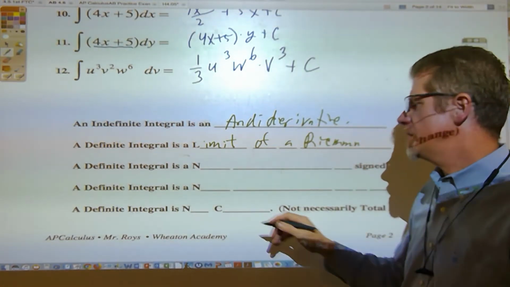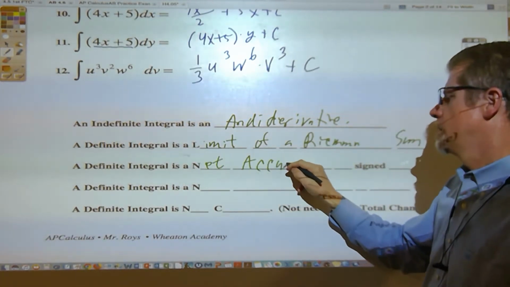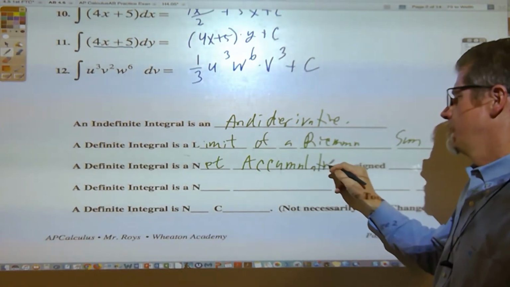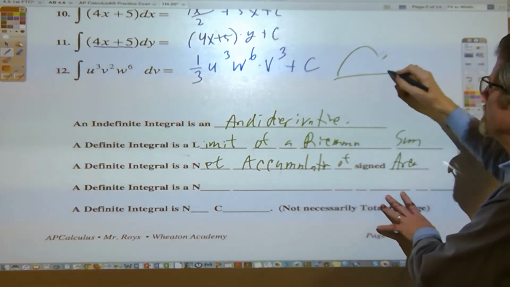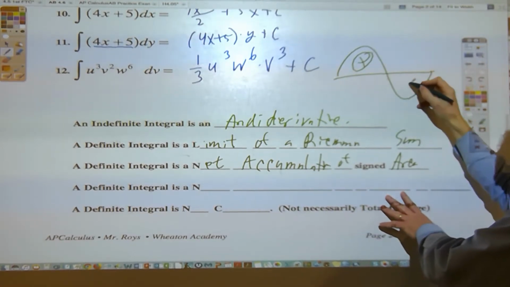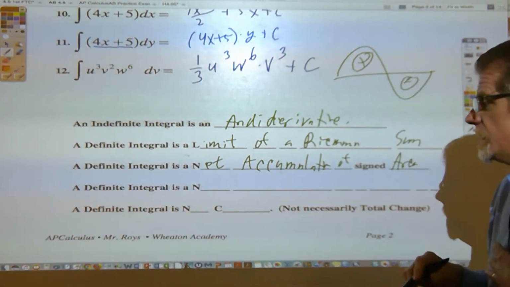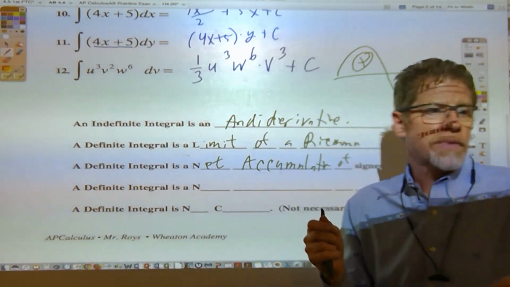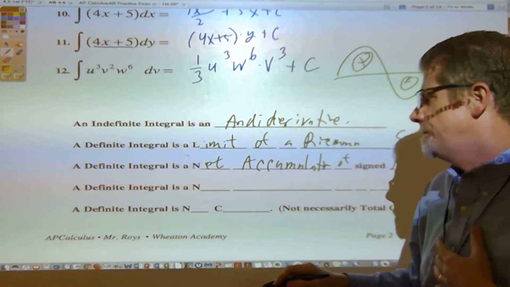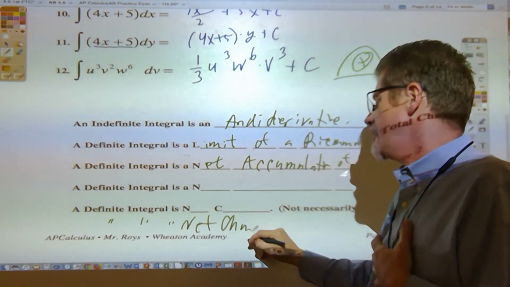Another way to think of a definite integral is a net accumulation of signed area. The area above is positive area. The area below the curve, or below the x-axis, is negative area. So you can think of that as a definite integral. You can think of a definite integral as just net change. That's the shortest one we've come up with yet, net change.